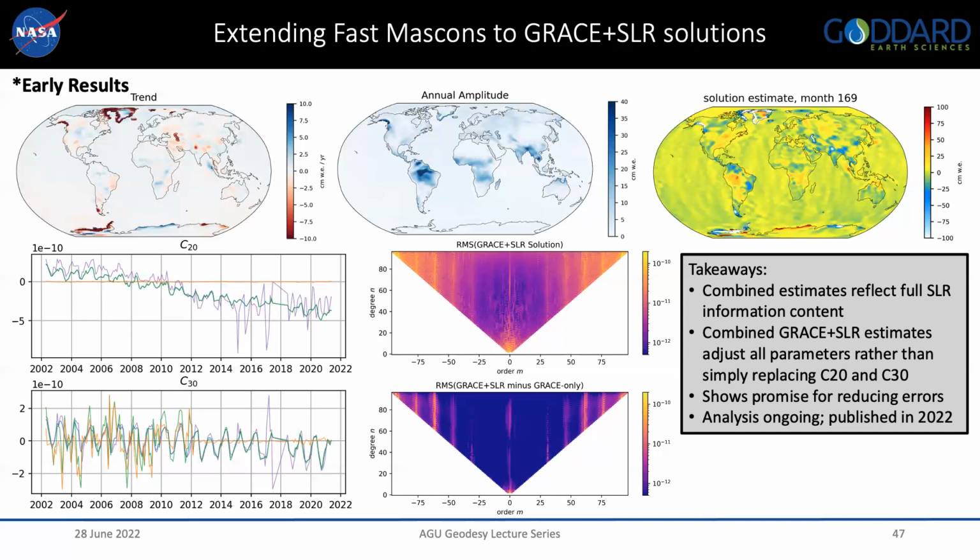Having found that, we now need to dive deeper into this. We need to further investigate how those types of differences manifest themselves in, for instance, basin analysis. But overall, we believe that these combination solutions show great promise for better resolving signals and reducing errors in our GRACE solutions. This work is ongoing, and we're hoping to publish at least some of our findings within the next year.